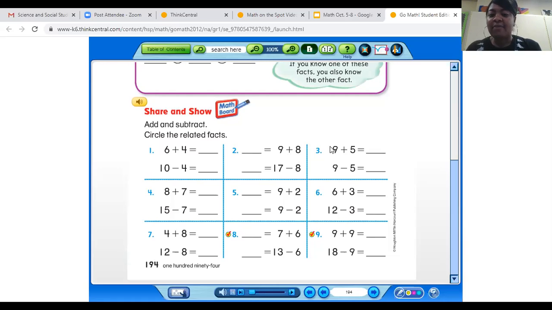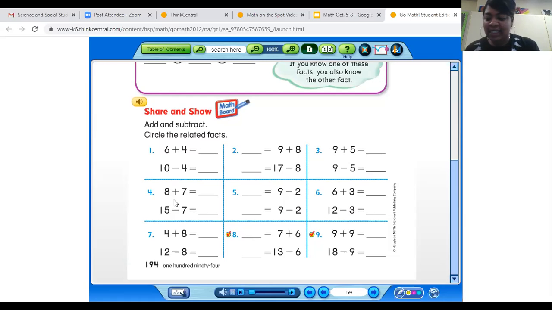All right, 9 plus 5. Put 9 in my head, 10, 11, 12, 13, 14. So 9 plus 5 is 14, and 9 minus 5 equals 4. Are they related facts? No, my numbers right here, they are not the same. I don't see them anywhere else. So those are not related facts.